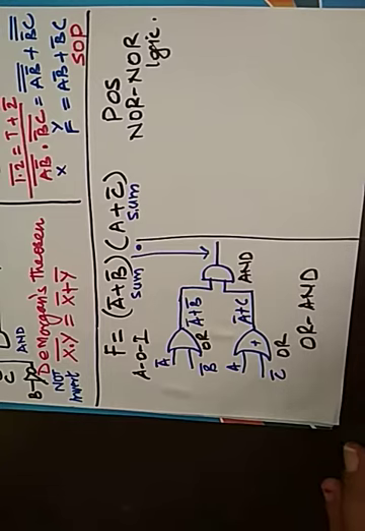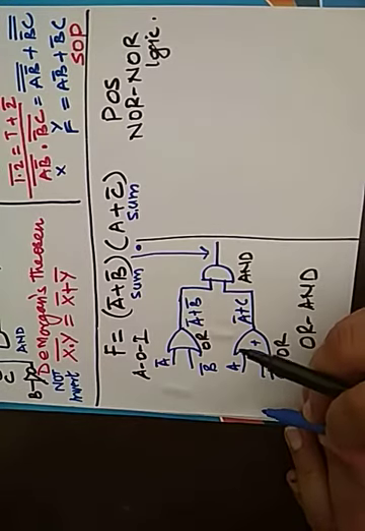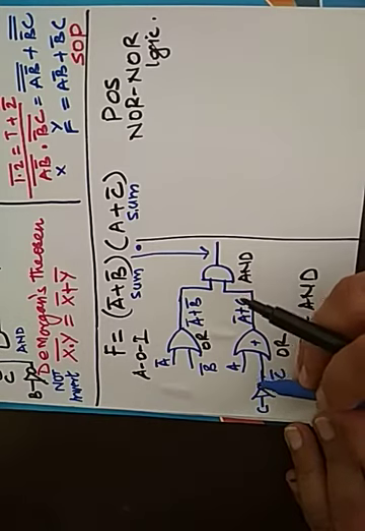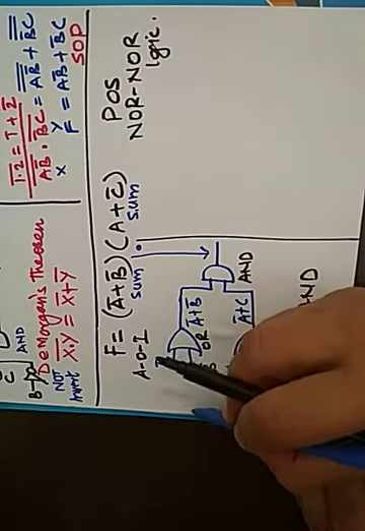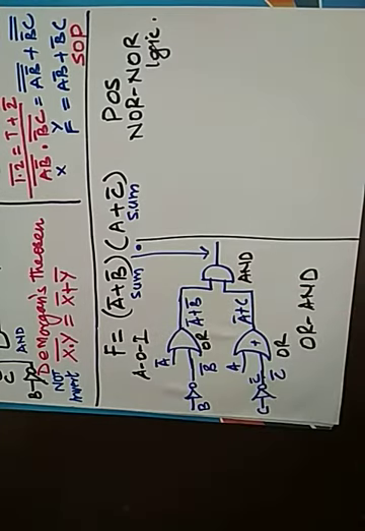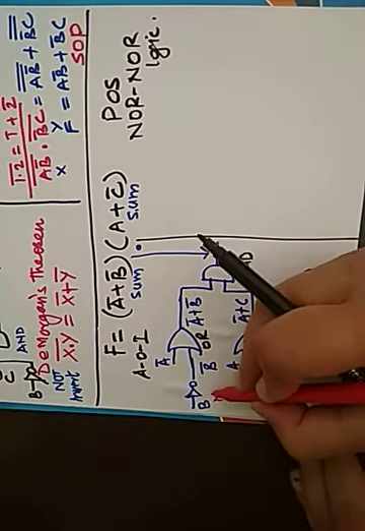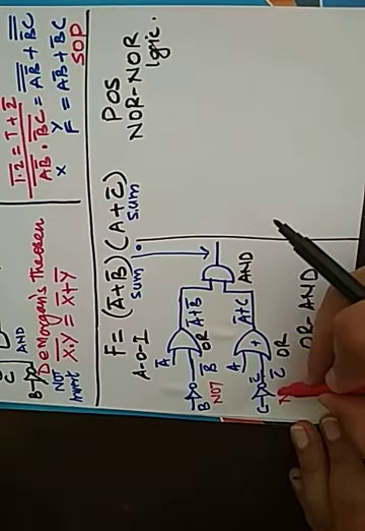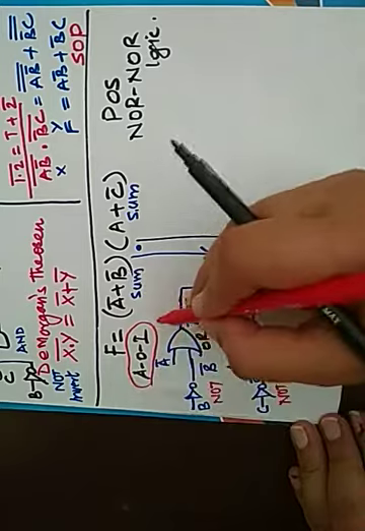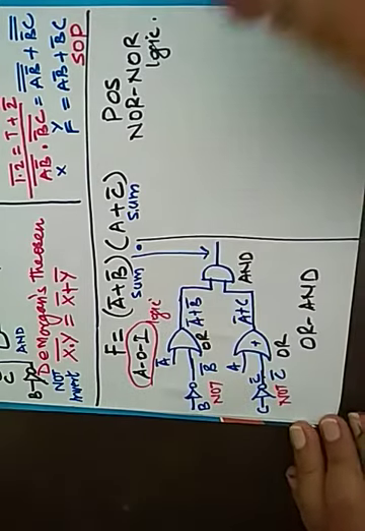Again, to complete the circuit, at input C there will be a NOT gate giving you C bar. At input B also, there will be a NOT gate giving the input B bar. So this is a NOT. So this is the AOI logic for the POS function.